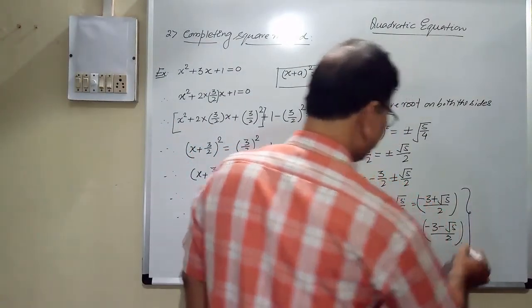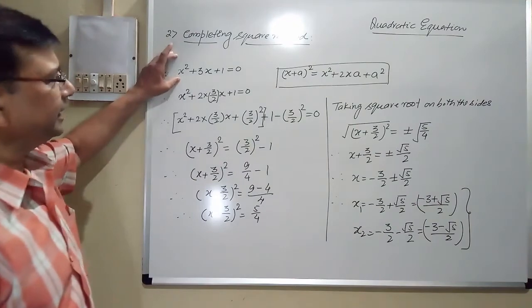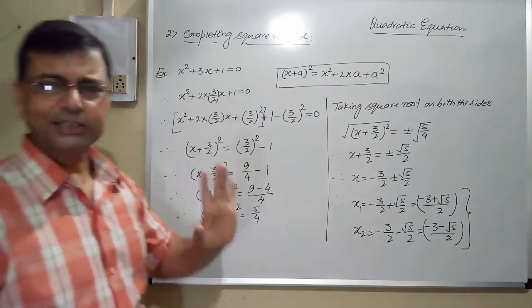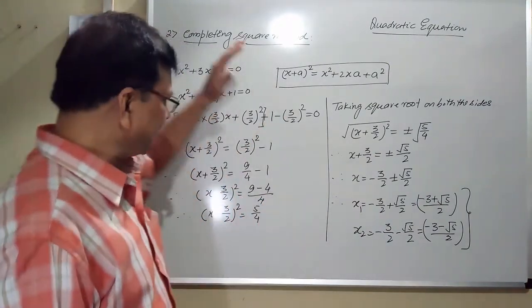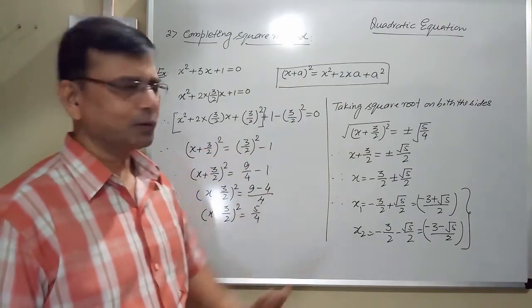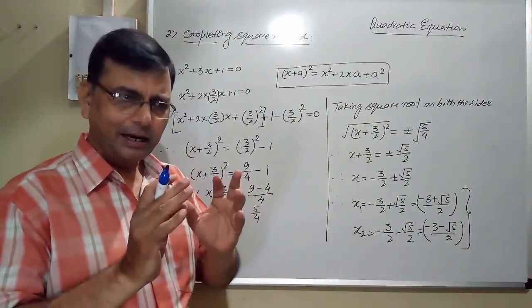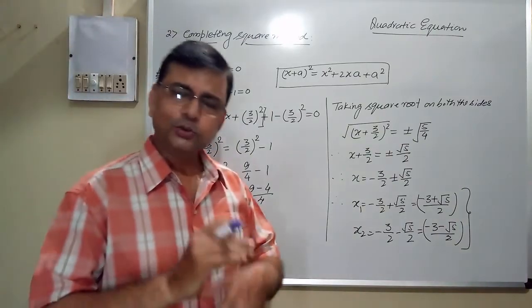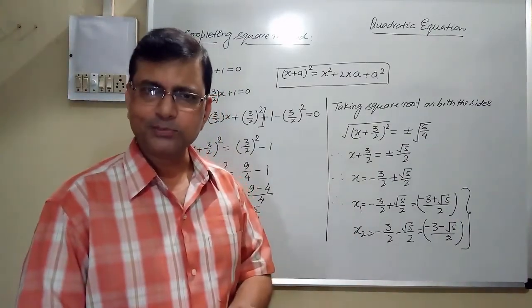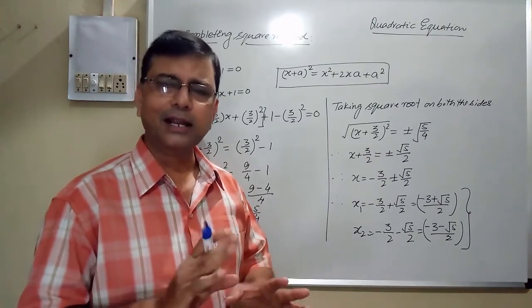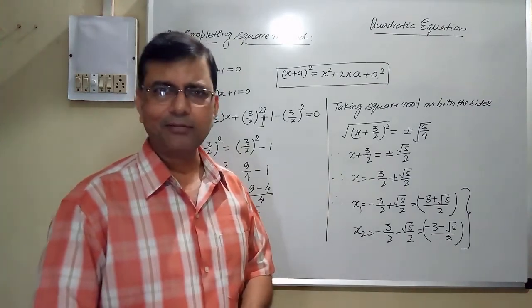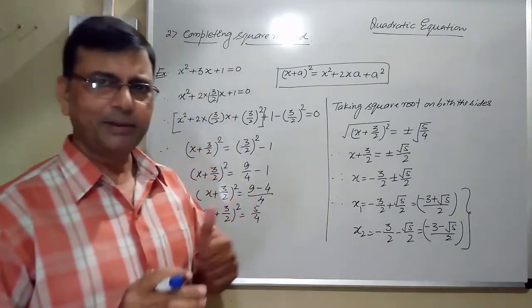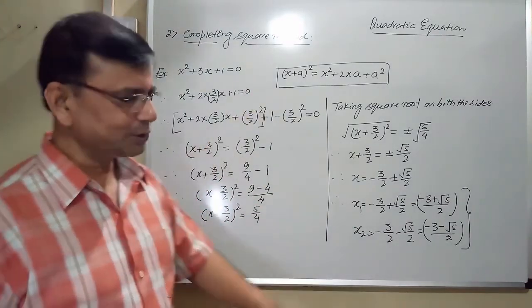Since this is a quadratic equation, two values of x will be there, and by the completing square method I have solved. So I think the basic concept of the completing square method is clear. As you solve more problems, it will become further clear and better understood, and with practice you will become perfect in this. So this is the solution.